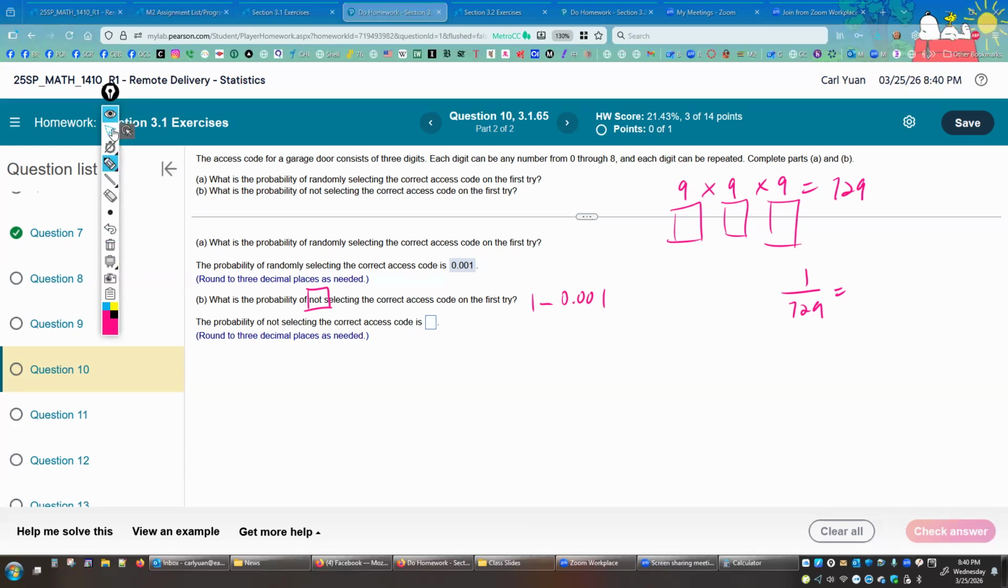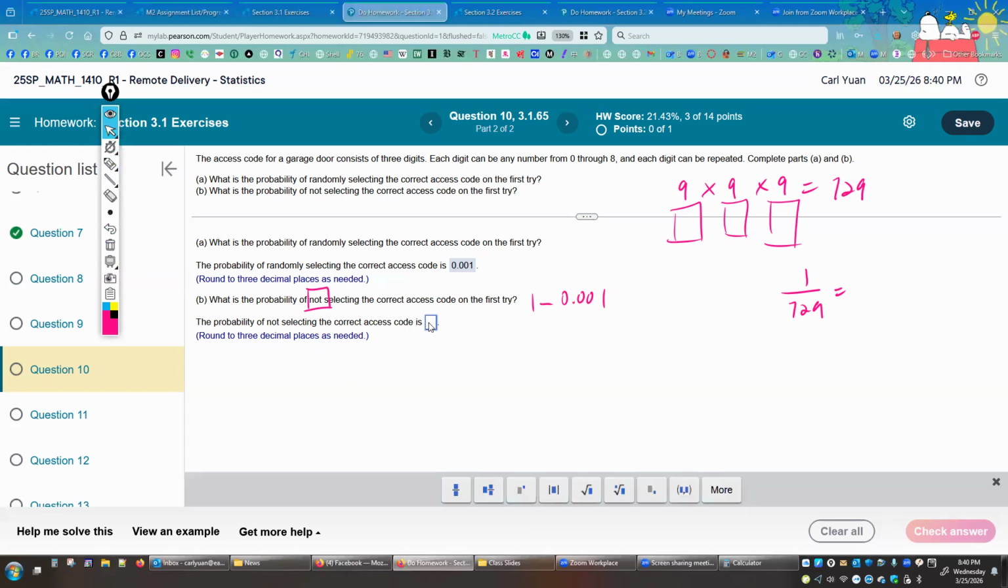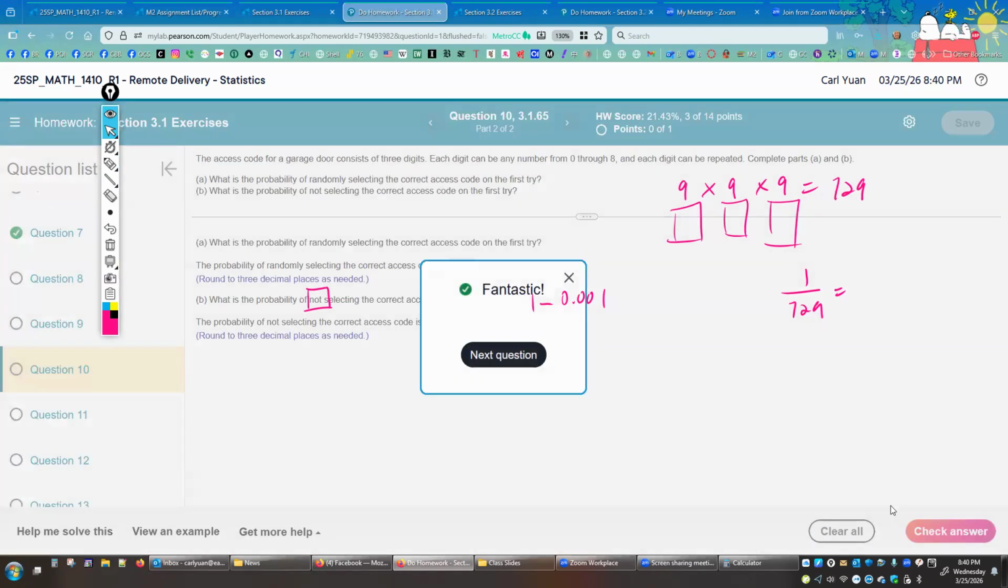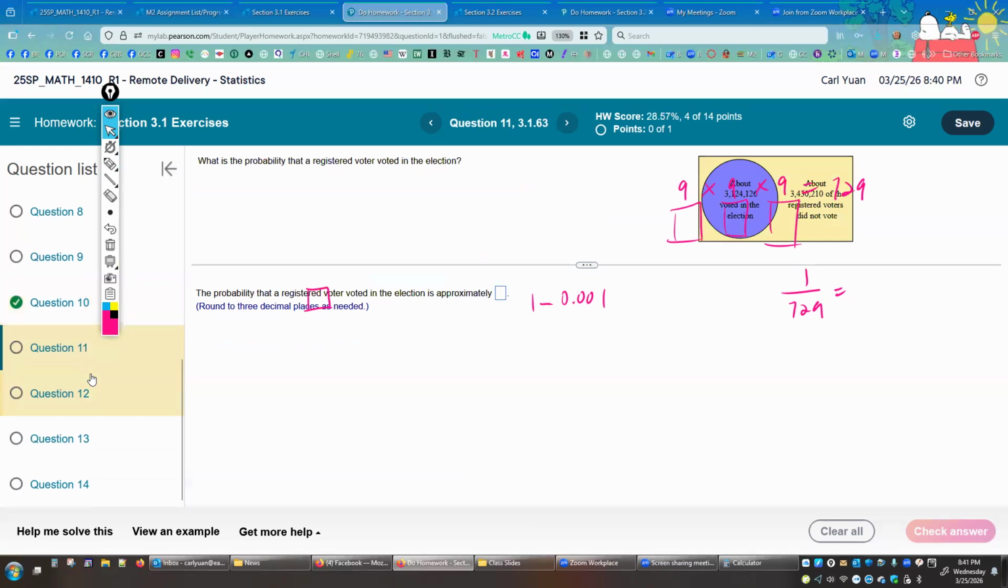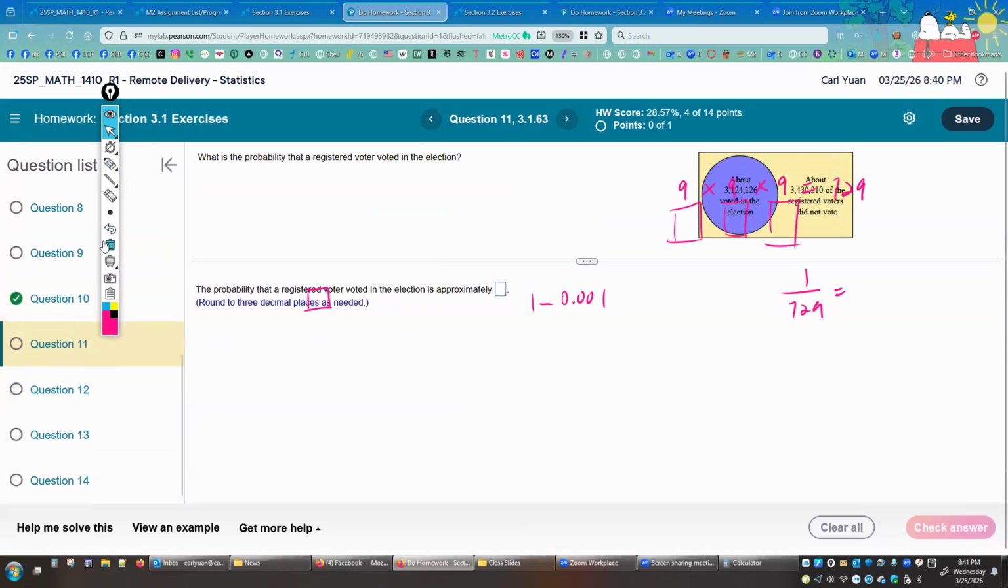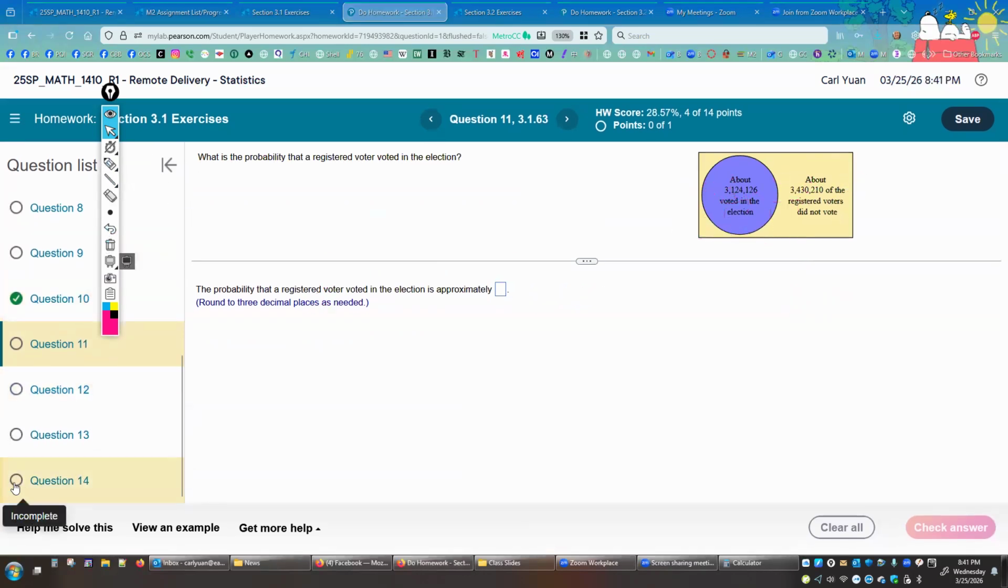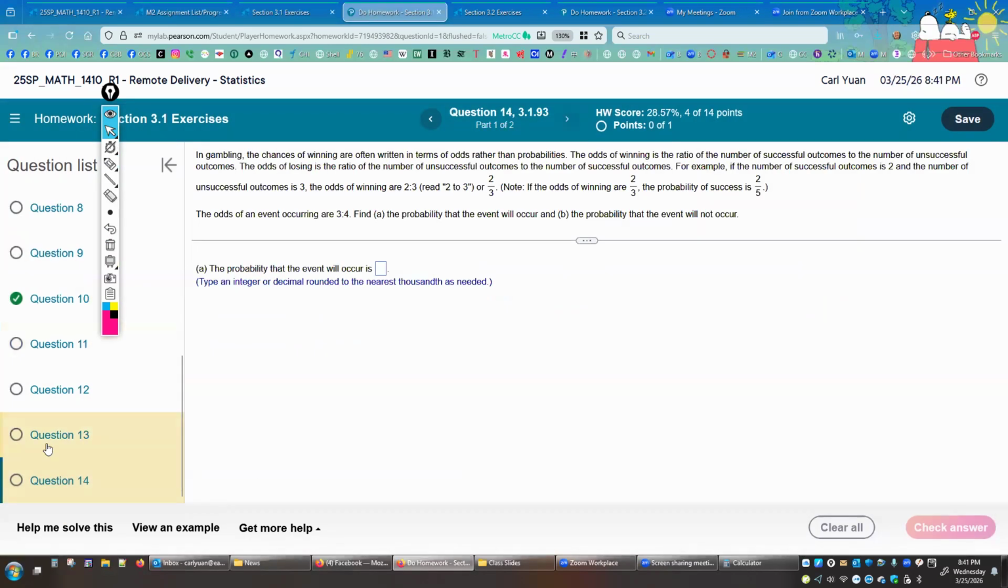All right, so let's do 0.999. Let's check it. Okay, all right. And we'll wrap it up with the last one, number 14. So you guys can't say that I only do the easy ones. Okay, number 14.